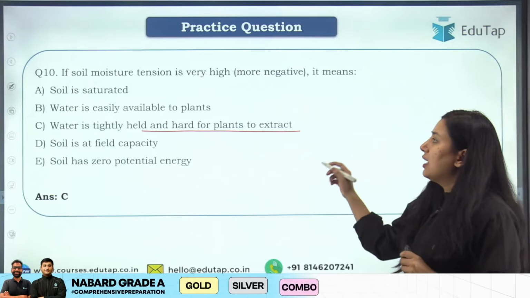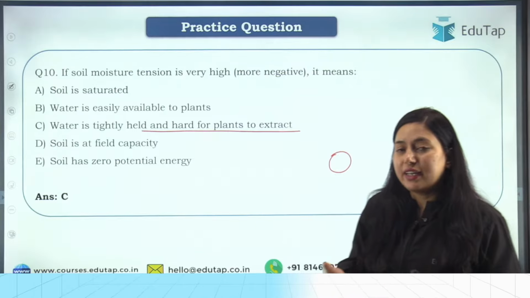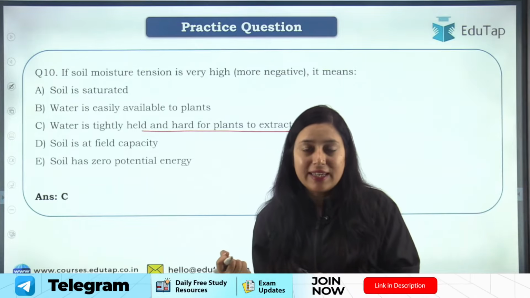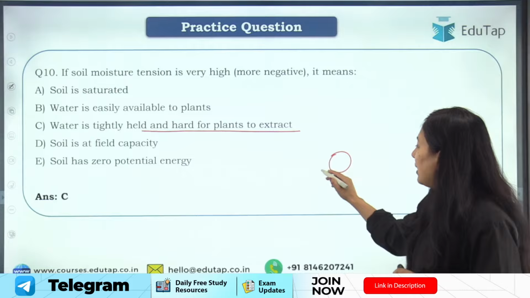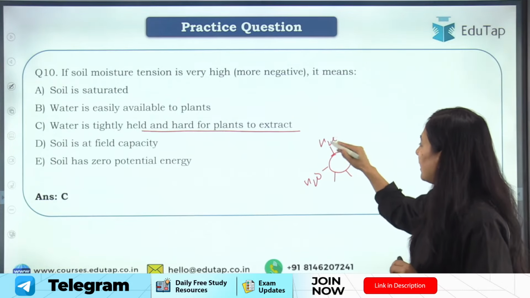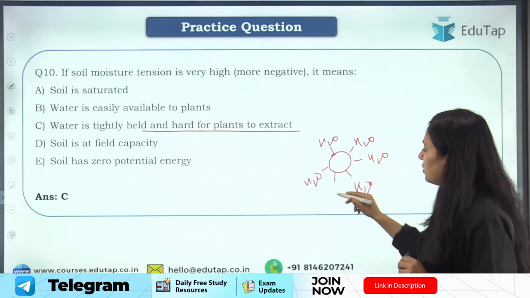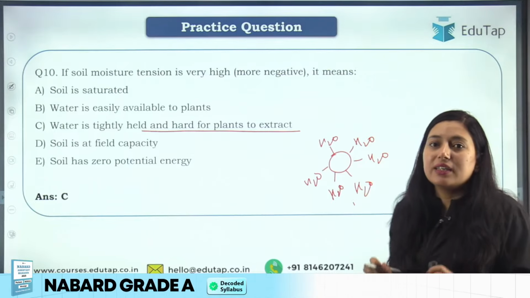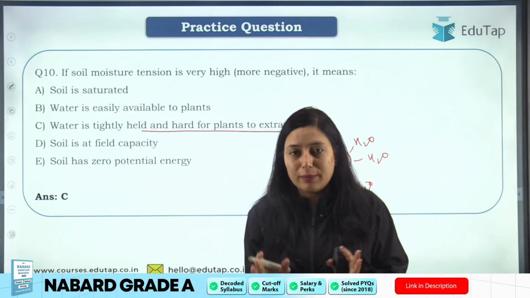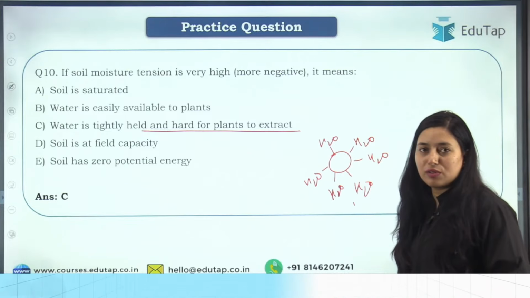ठीक है, क्योंकि देखो जितना ज्यादा प्रेशर चाहिए होगा, फोर्स पर यूनिट चाहिए होगा वाटर को निकालने के लिए, उसका क्या मतलब है कि सॉइल पार्टिकल ने जो वाटर मॉलिक्यूल है उनको बहुत ही टाइटली होल्ड किया है. ठीक है, so very tightly water molecules are held in soil by soil particles. Clear? So that is the question 10, and this will be the answer for it.